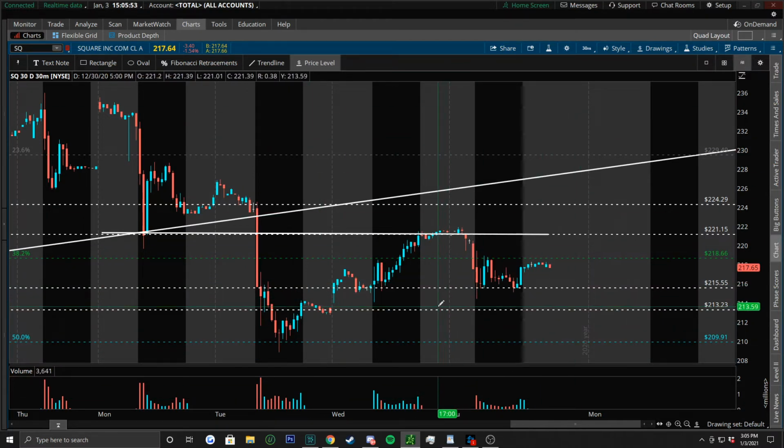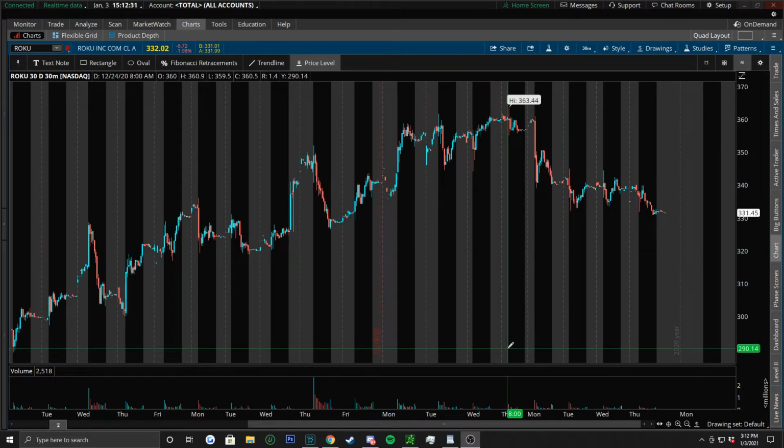Unless this will change, most likely, if the market was to gap up or down pretty big, so be aware of that and then redo your line, of course. But that's just a small little tip you guys can do on Square. All right, so let's do one more example here on Roku.